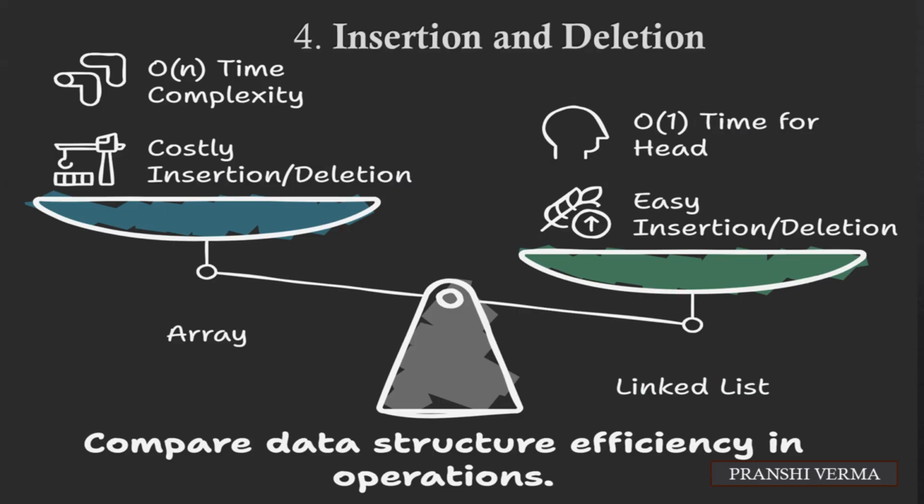In arrays, inserting or deleting an element at a specific position requires shifting elements, which takes O(n) time. In linked lists, insertion and deletion are efficient, especially at the beginning or middle of the list. You simply update the pointers, which takes O(1) time if you already have the node reference.